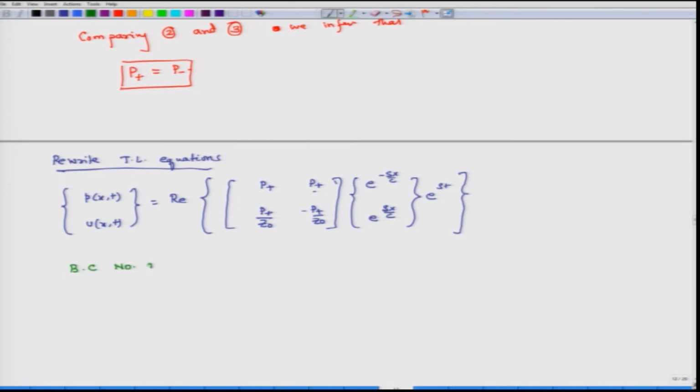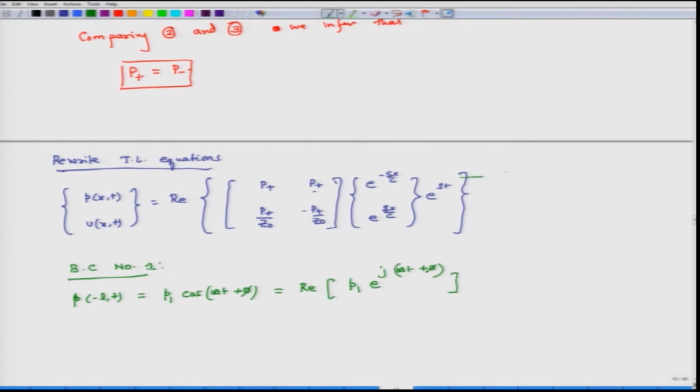Boundary condition number 1, what does it say? That pressure at minus L, t is equal to P1, some constant, cosine of omega t plus phi, and I can write P1 cosine of omega t plus phi as the real component of P1 e to the power of j(omega t plus phi).